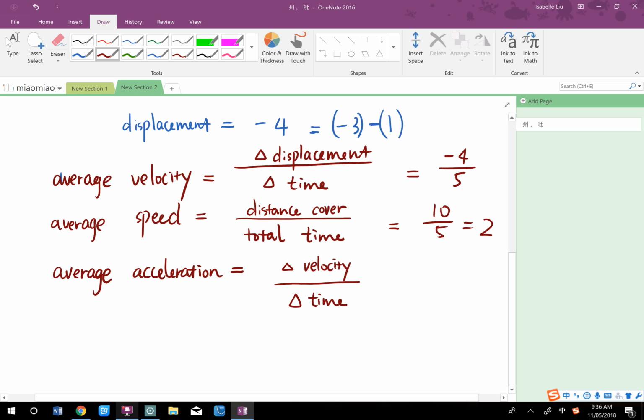So velocity uses displacement, speed uses distance, and acceleration uses velocity to work out. So it's always the change in the previous amount over the time. So that's the 3 very important formulas we need to know for the motion topic.